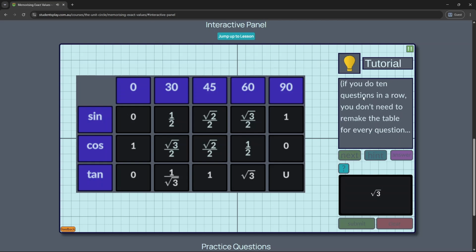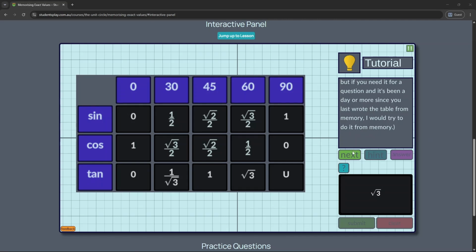So for example, if you do 10 questions in a row, you don't need to remake the table for every question. But if you need it for a question and it's been a day or more since you last wrote the table from memory, I would try to just do it from memory. That way you get free practice. It only takes 30 seconds once you get used to it, and then by the time you get to the exam, it'll be second nature to you and it's basically free marks.